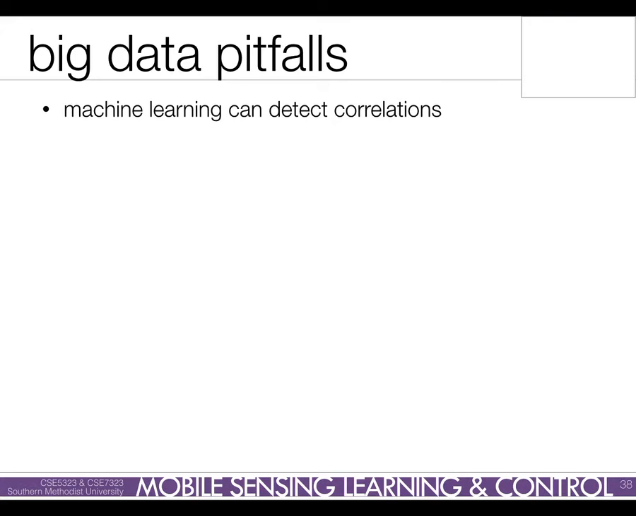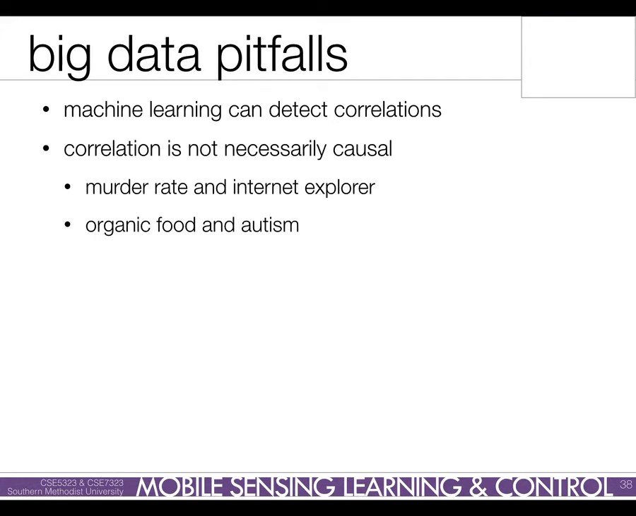Okay, let's talk about pitfalls in big data. This will be fun. This will be really good. We'll take 20 minutes and do this. So we talked about machine learning. Machine learning can detect correlations, right? That's all it can do. Correlation is not necessarily causal, right?